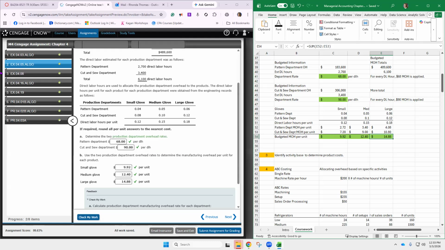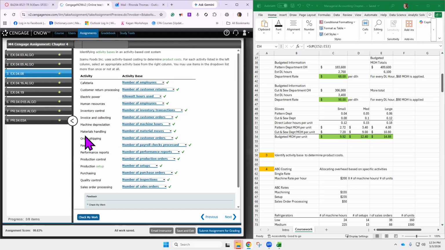All right, now we're just about to get into activity-based. So before we do that, let's go through what an activity might be for various departments here, right? So this is a food department, and they use activity-based costing to determine product cost. For each activity listed in the left column, select an appropriate activity base from the right column. You may use items in the drop-down list more than once or not at all.